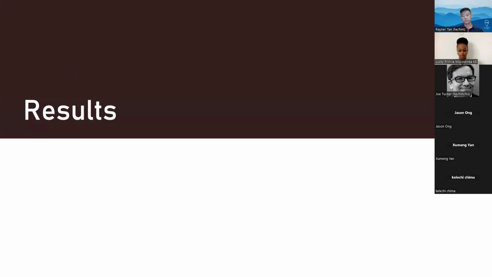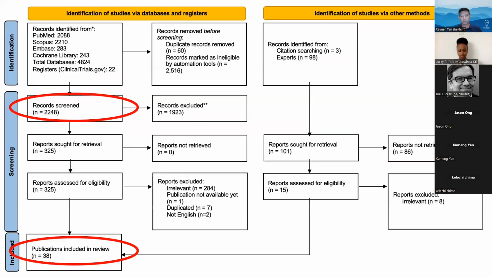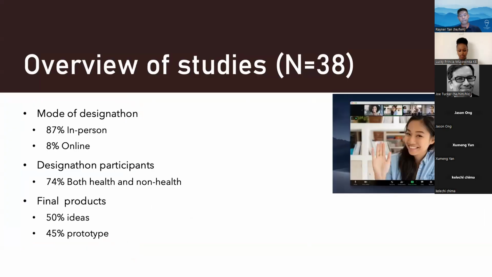So what did we find? Here is the PRISMA flowchart. So you can see that we found over 2,000 records or articles, and eventually included 38 publications in our review. So I'm going to give you an overview of these 38 studies that we included. So firstly, thinking about how these Designathons were conducted. We can see the vast majority were in person. But interestingly, as COVID happened, we saw Designathons becoming more popular online.